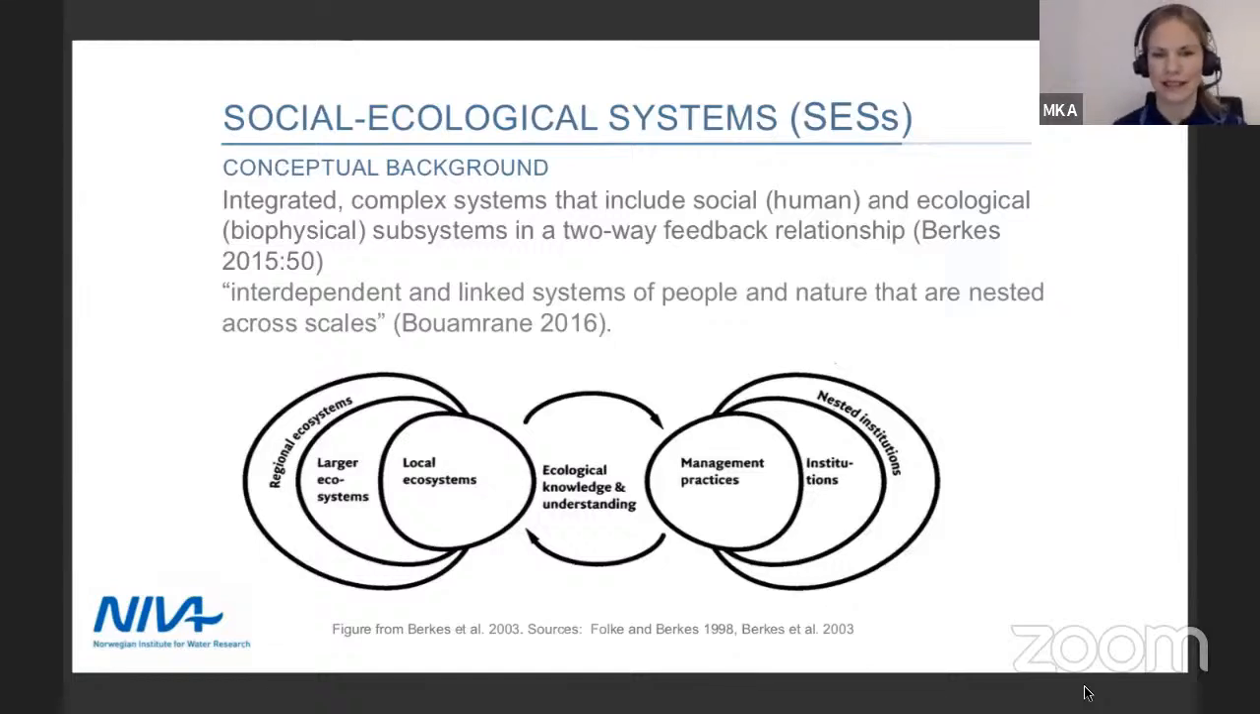And what does this mean in practice? I will just briefly go through a couple of examples. For example, we can go to the next slide.